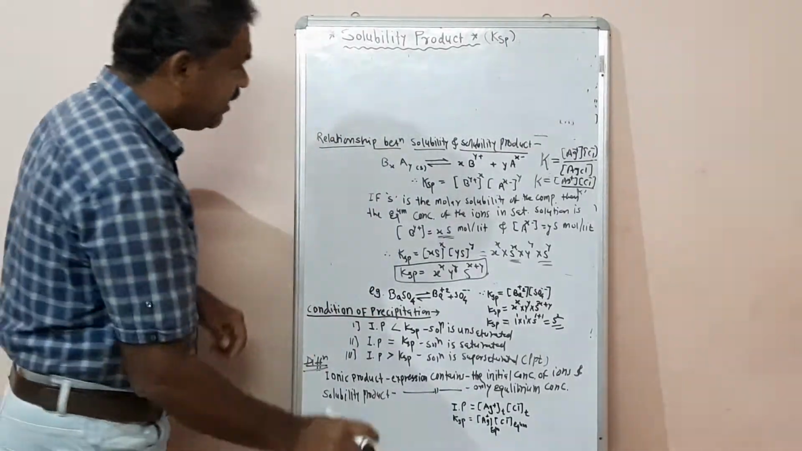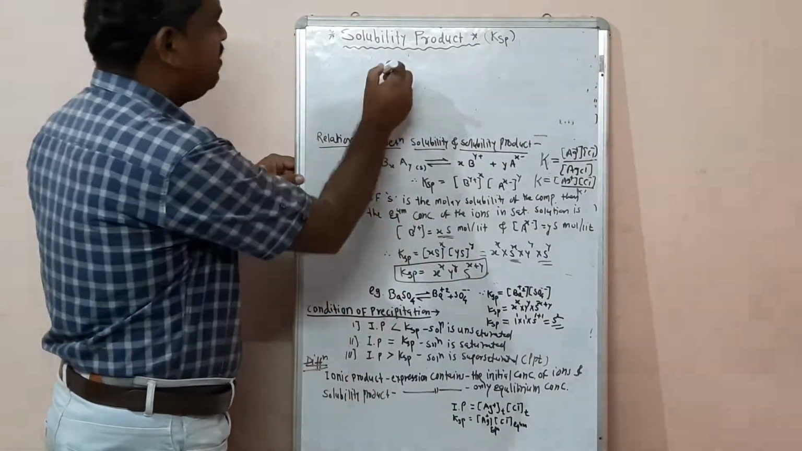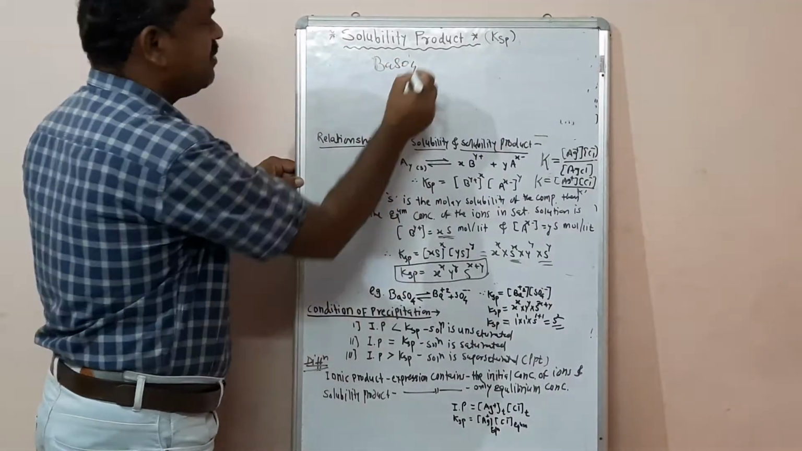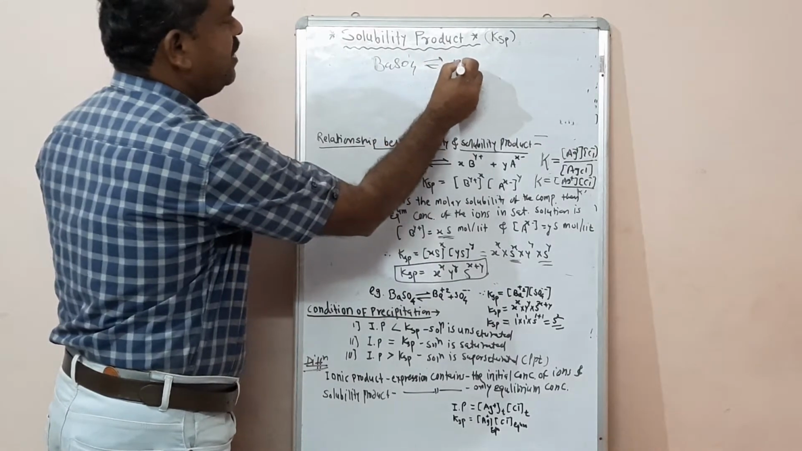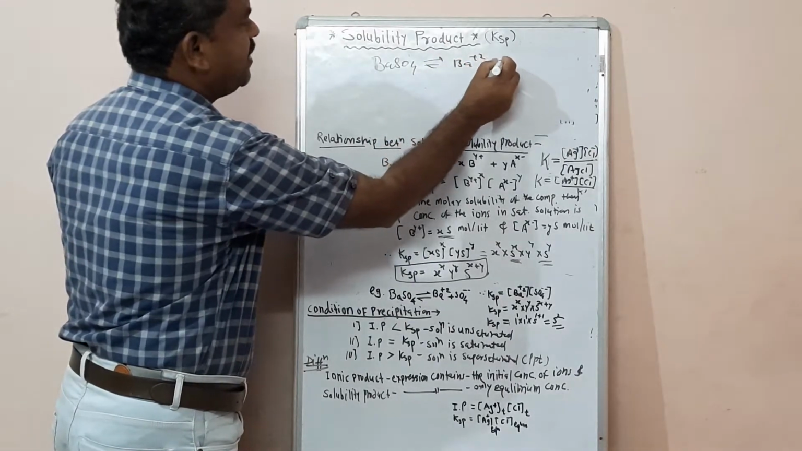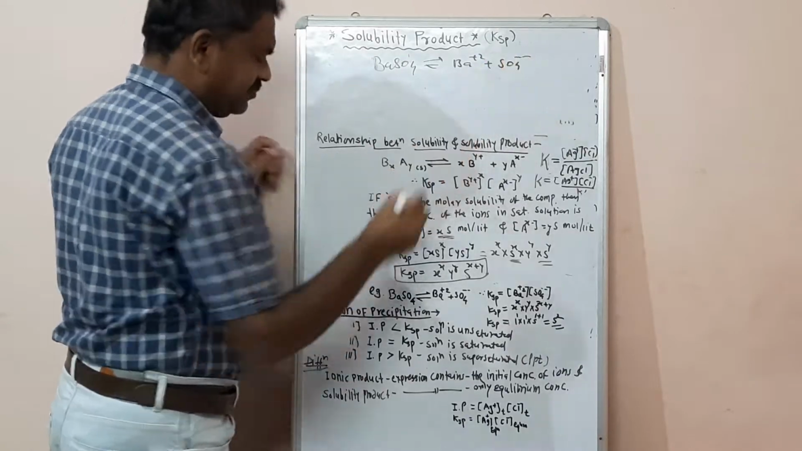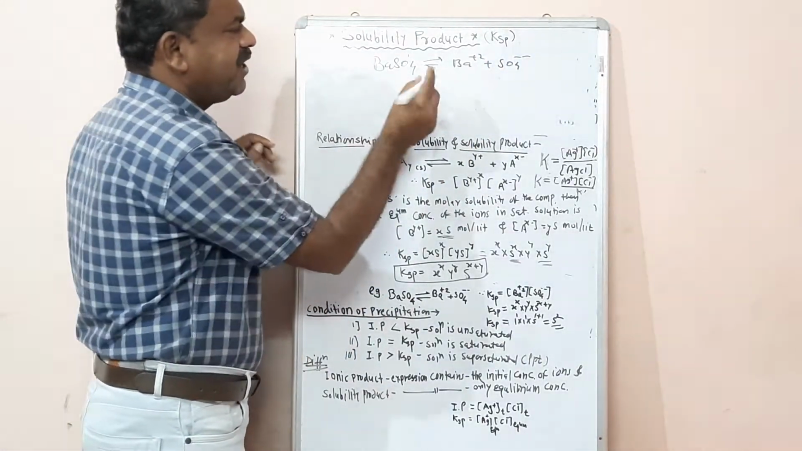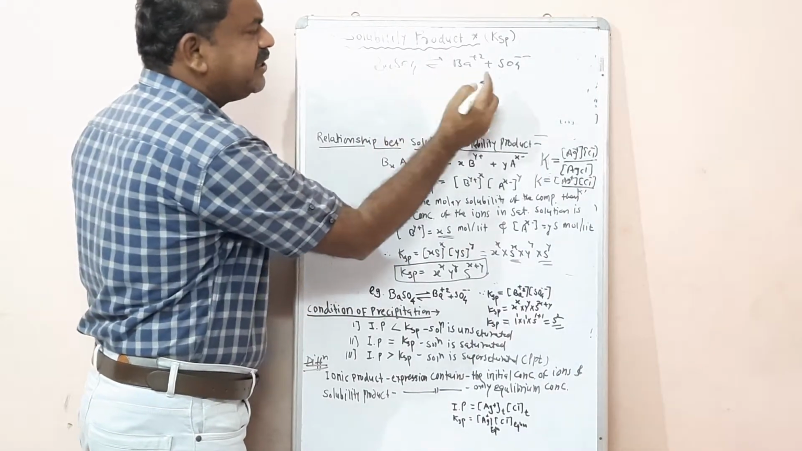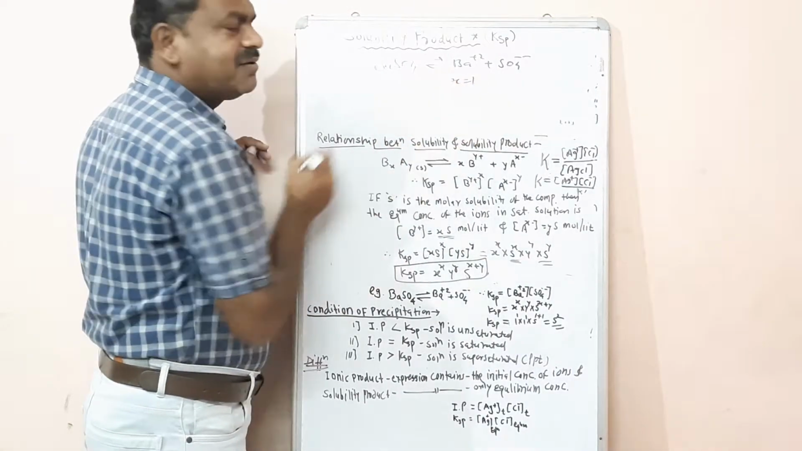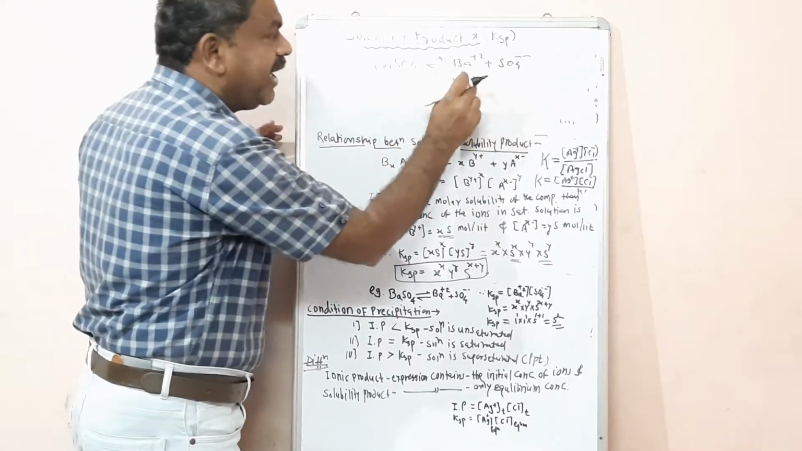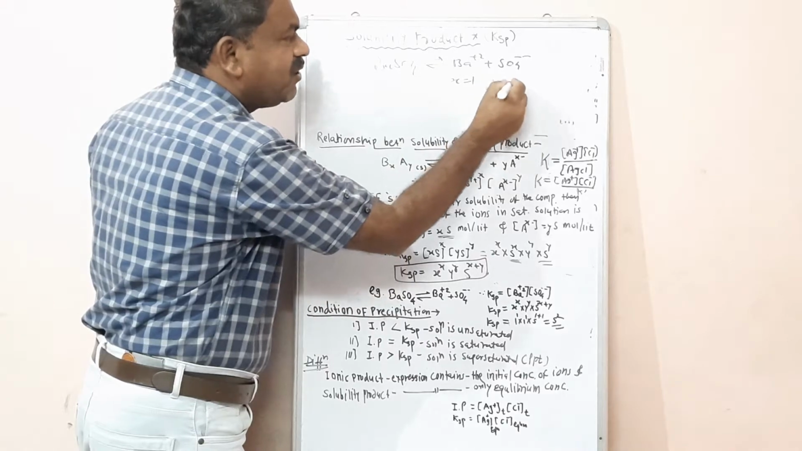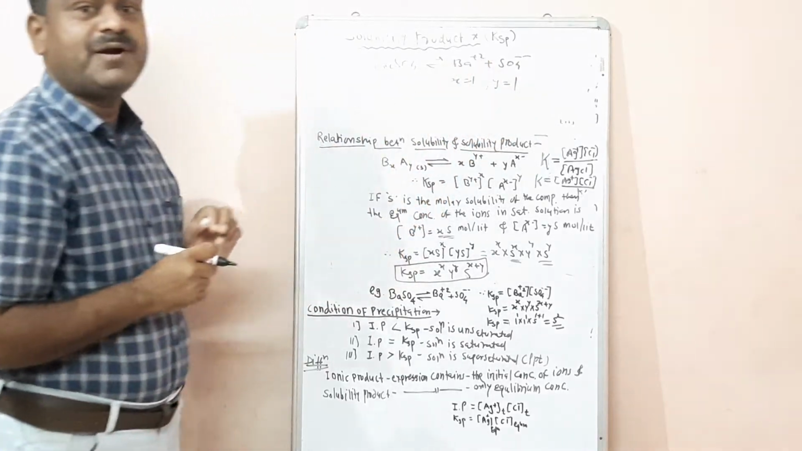Now another example. If you take BaSO4, that is one example, and that gives Ba^2+ and SO4^2-. Now let us consider that the coefficient of Ba is 1, meaning x is equal to 1. This x is the coefficient. Then y is also equal to 1. This is the coefficient of the sulfate ion.